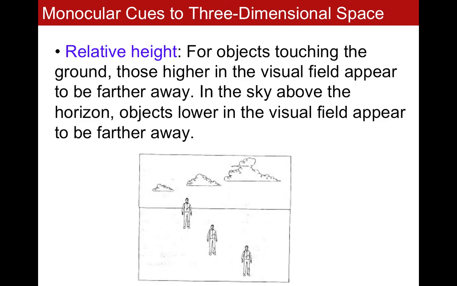Relative height is for objects that touch the ground. Those that are higher in the visual field are further away from us. In the sky, though, the opposite is true. Objects lower in the visual field appear to be farther away. So depending on the horizon, basically, you use this relative height cue.